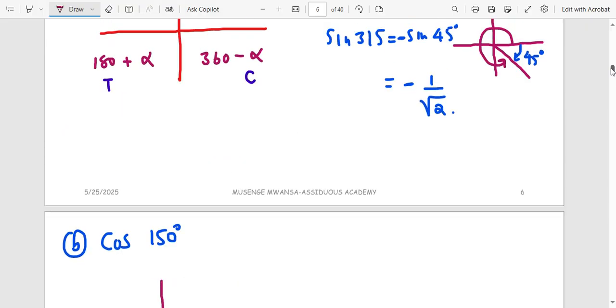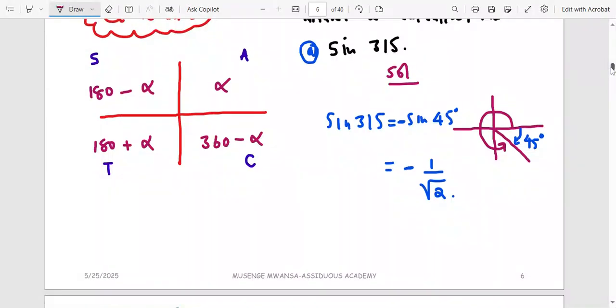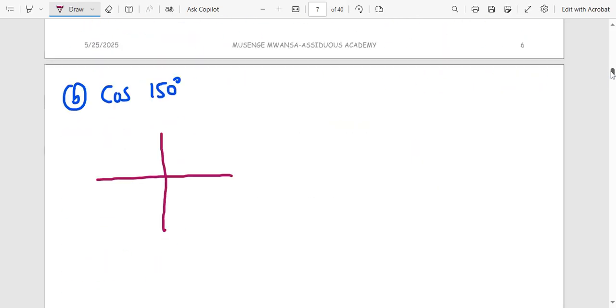So in case you are wondering how we know these things, this is 0 degrees. This is 90 degrees. This is 180 degrees. This is 270 degrees. And then at 0, that's where we also have 360. So 150 is between 90 and 180, so it is in the second quadrant. So it is here.